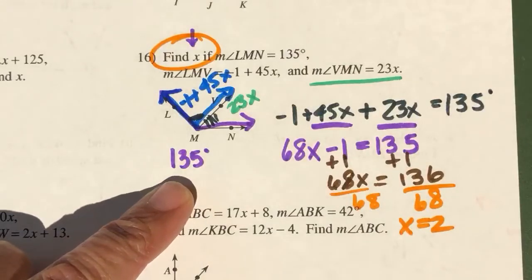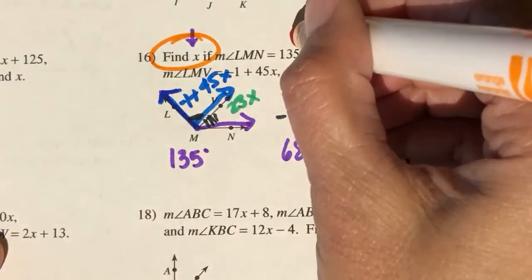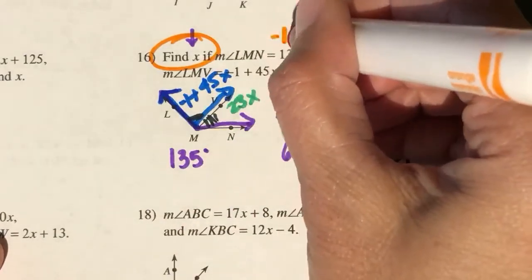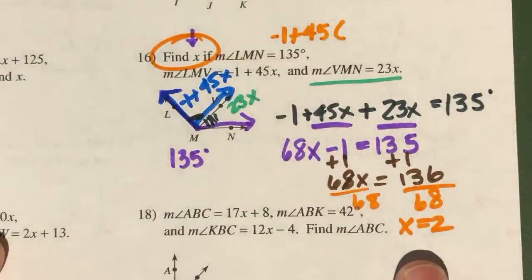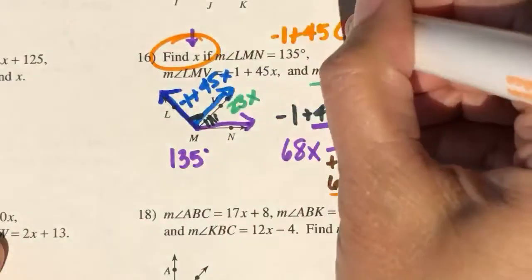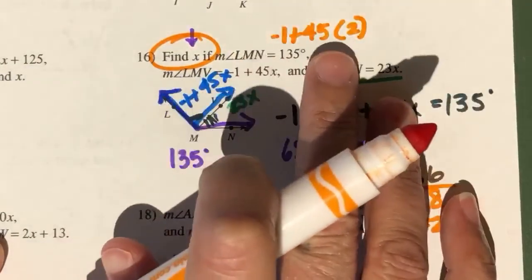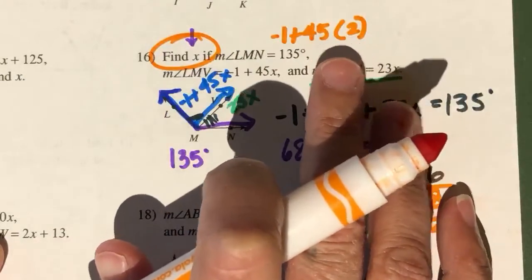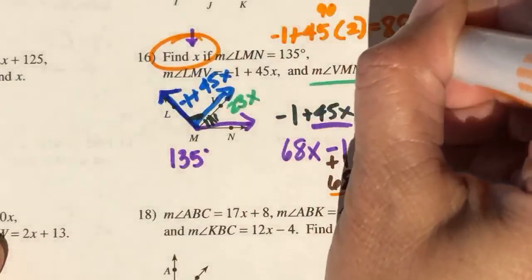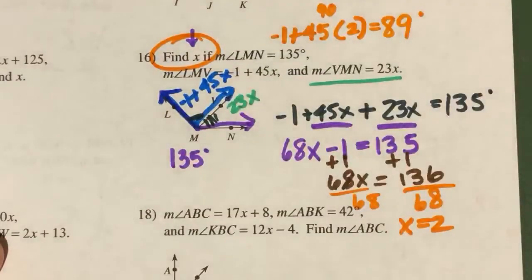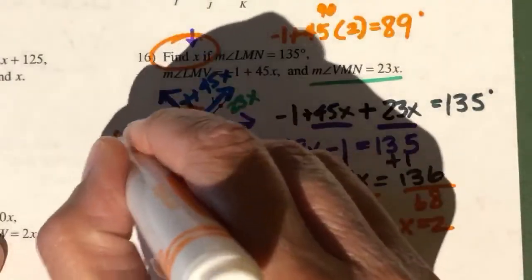So if you want to check it, let's check it, because we like to do things that way. The first one was -1 plus 45x. But what am I plugging in for x? 2. So for the first one, LMV, -1 plus 45x, 45 times 2 is 90. So -1 plus 90 is 89 degrees. So this angle right here is 89 degrees.